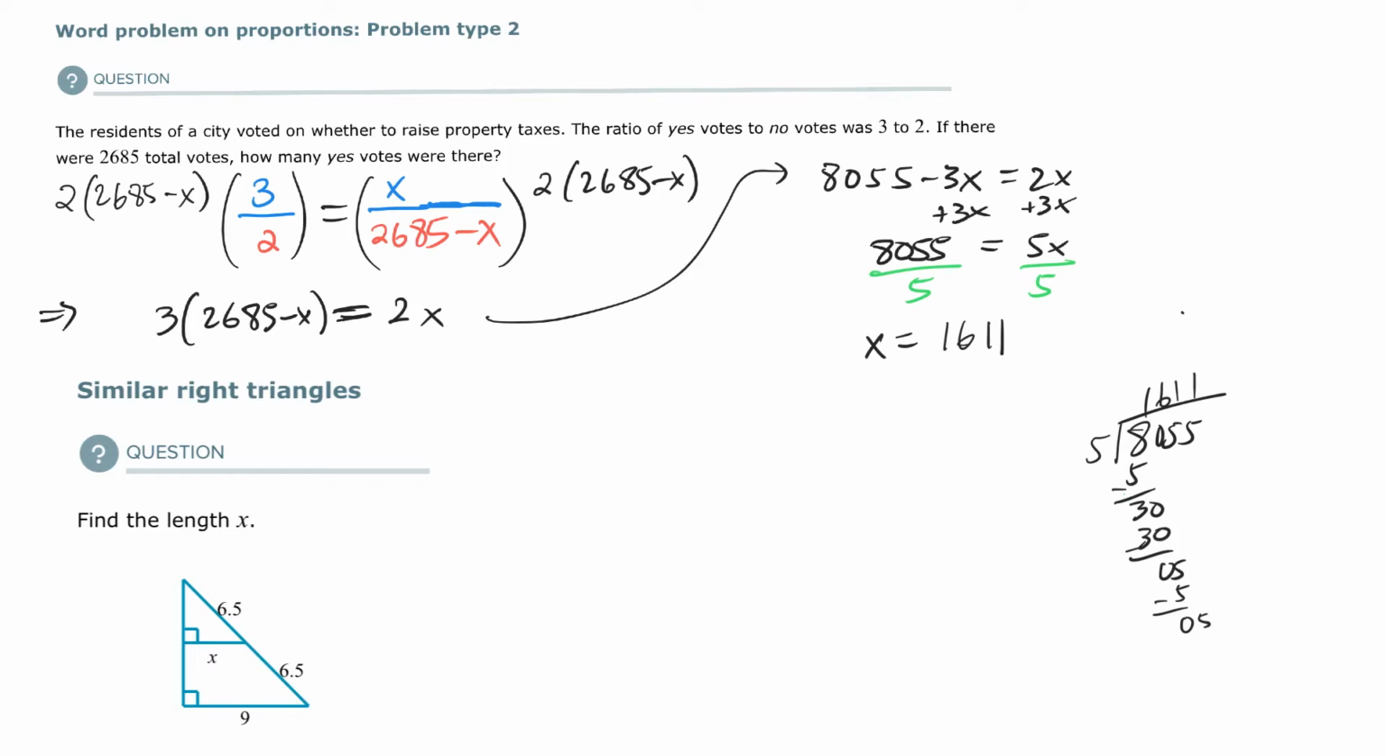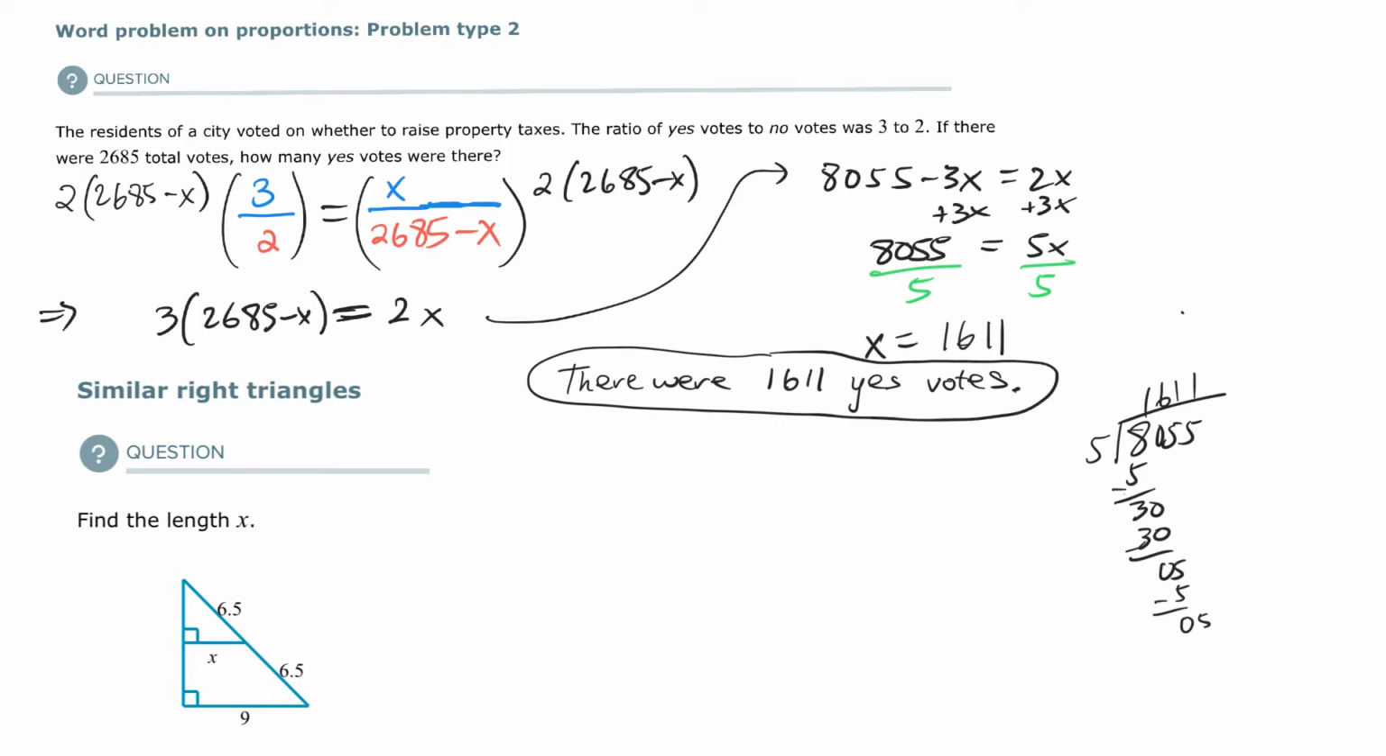Now, we need to write your answer in a complete sentence. There were, how many yes votes? 1,611 yes votes. Don't forget the word votes. All right.